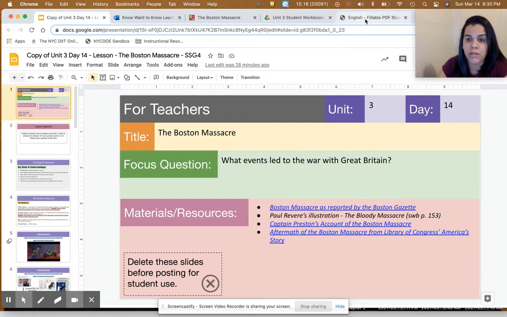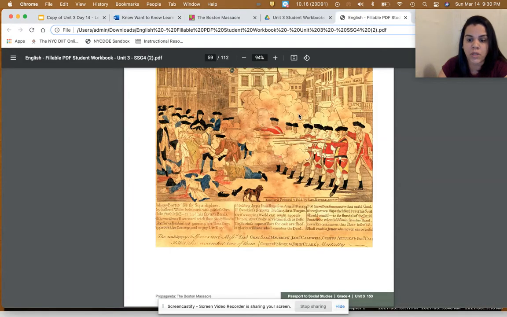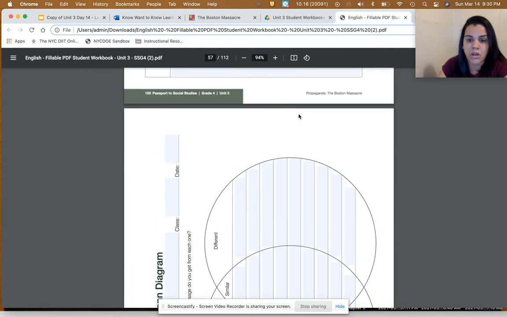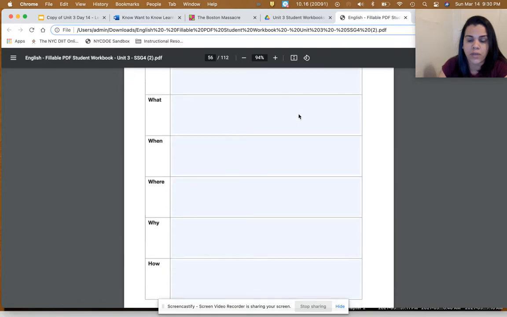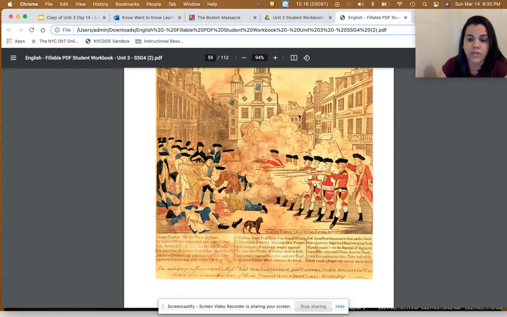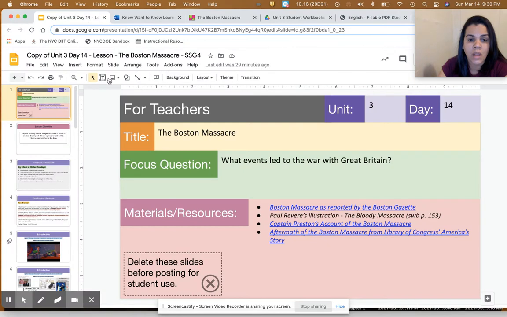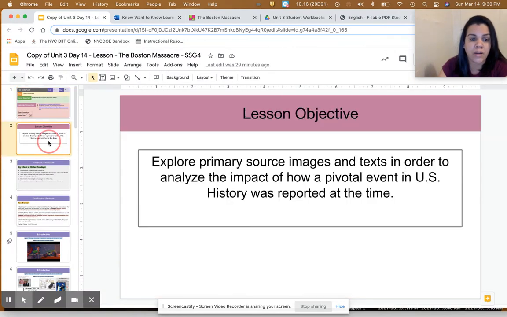If you are using the Passport of Social Studies Workbook, the pages are from page 149 to page 153. The focus question is what events led to the war with Great Britain, and our lesson objective is to explore primary source images and texts in order to analyze the impact of how a pivotal event in U.S. history was reported at the time.